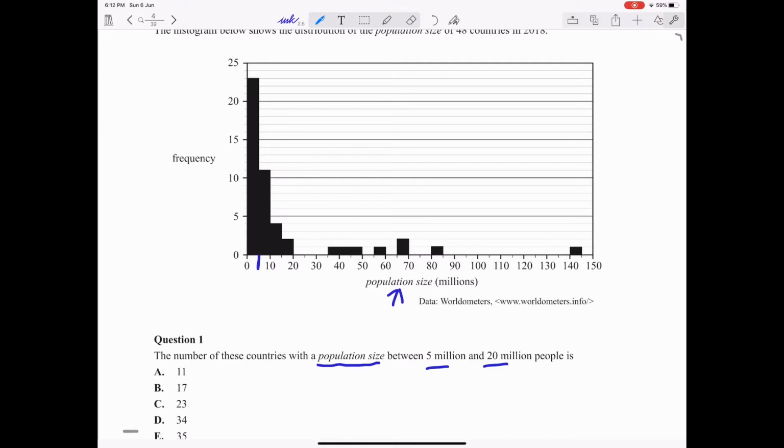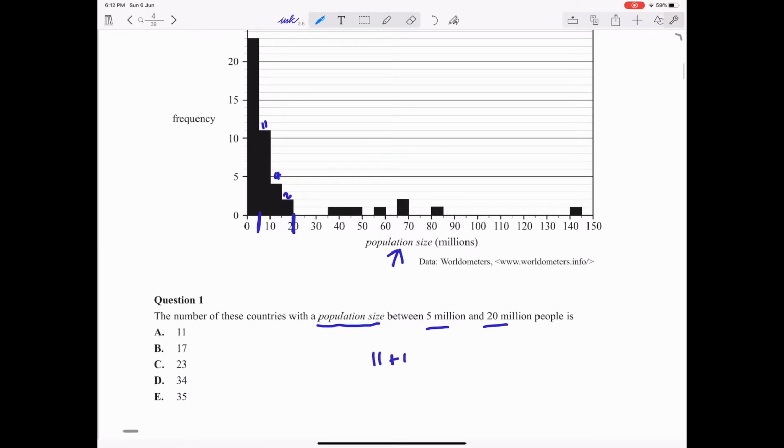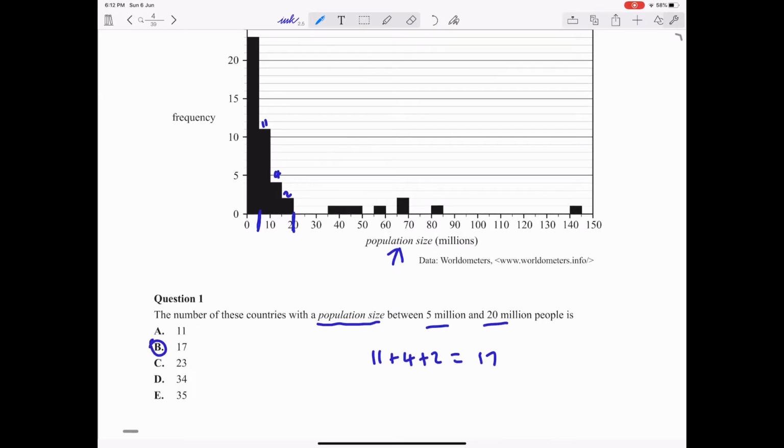So 5 million is over here, and 20 million is over here. So we've got to add these bars together. That's 11, that's 4, that's 2. So 11 plus 4 plus 2 will give you the number of countries with a population size between 5 million and 20 million people. Put that on your calculator, and it'll give you 17. Therefore, B is the correct answer.